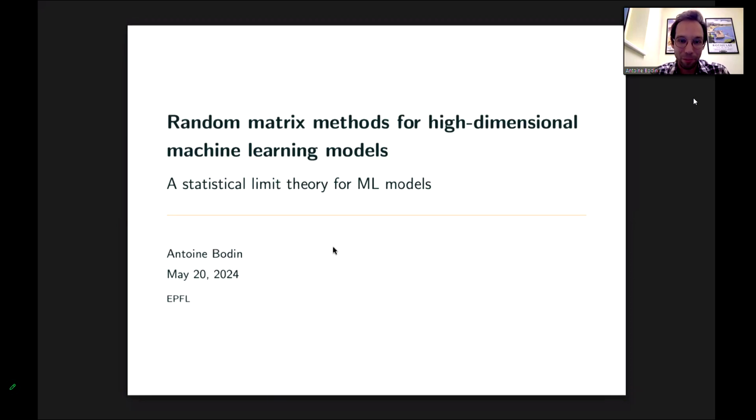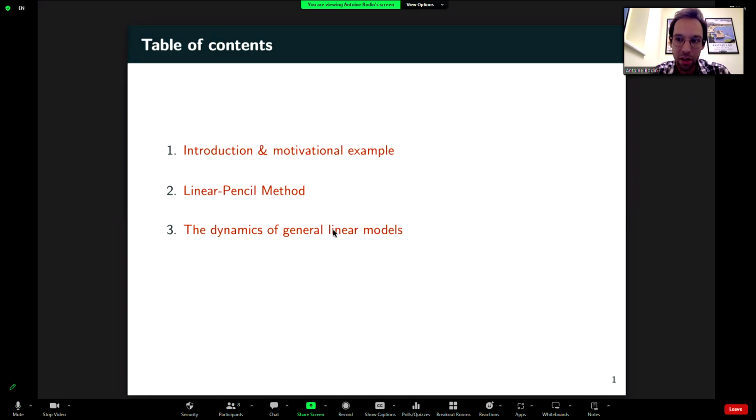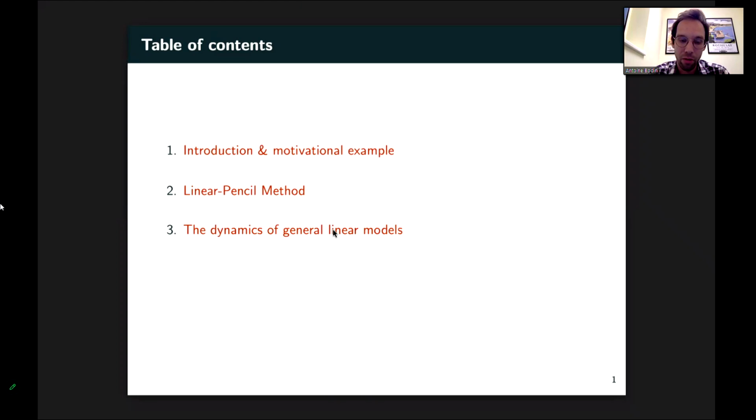So today I'd like to talk about random matrix methods for high-dimensional machine learning models, and essentially I will just split this presentation into three parts. First, I try to motivate this presentation with an example of why I intend to show you in the following sections, that is to say the linear pencil method. And as the third section, I'll just show you a few examples of how we've used this specific method in our research at EPFL with Nicolas Macris.